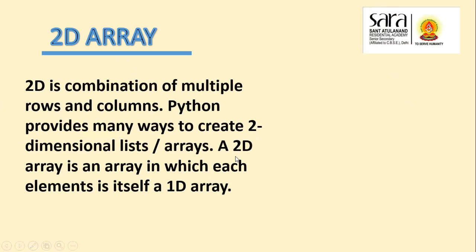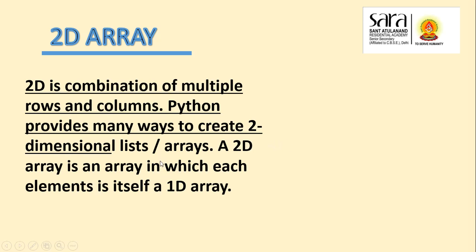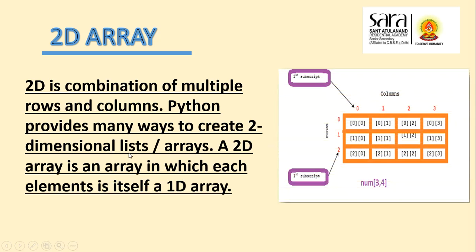A two-dimension array is a combination of multiple one-dimension arrays, as we have seen earlier. Python provides many ways to create a two-dimension array: we can create it with the help of a list or an array, that is, a two-dimension list and array. In a two-dimension array, we can see rows and columns. Rows are called index and columns are columns. Its size will be 3 comma 4.